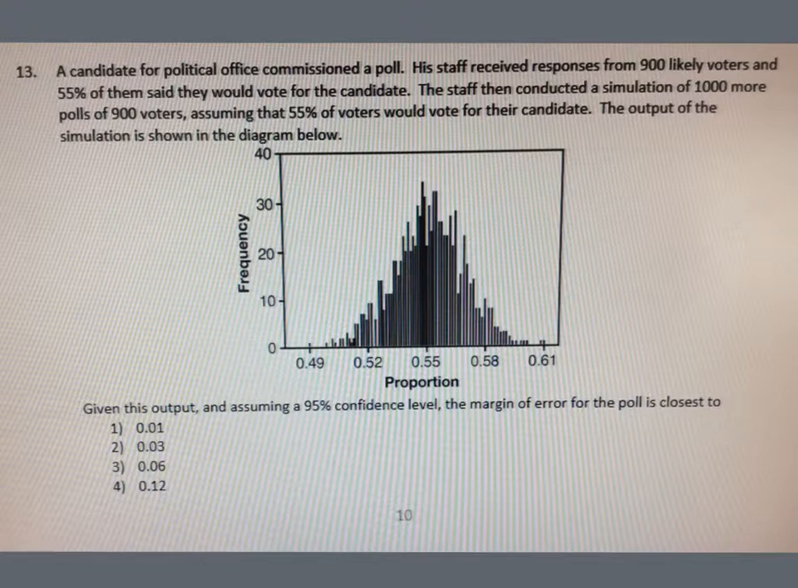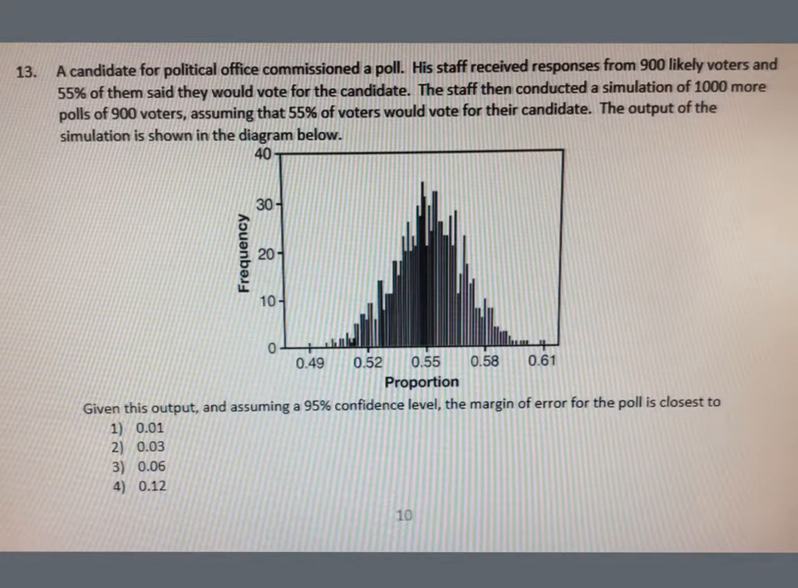If we can find the margin of error, that's going to give us an idea as to how far below the mean and how far above the mean the data might fall if it were pulled a different time. The question says, given this output and assuming a 95% confidence level, the margin of error for the poll is closest to.